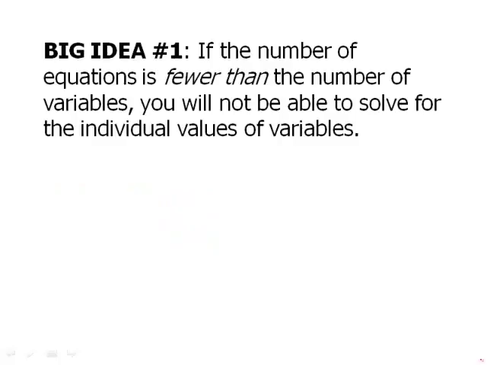Big idea number one: if the number of equations is fewer than the number of variables, you will not be able to solve for the individual values of the variables. If you have two variables and only one equation, you can't solve for those individual values. If you have three variables and two equations, you can't solve. In order to solve for individual values, you need to have three equations with those three variables.